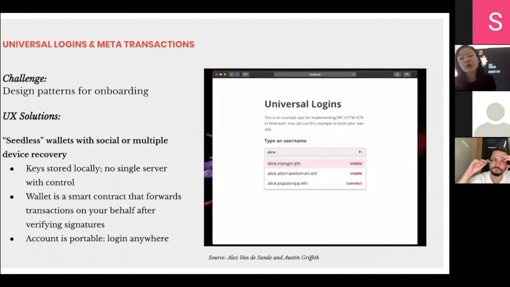Loving the concepts of universal login and meta transactions. If you haven't seen this, definitely look it up. Look up blog posts by Alex Van de Sande or Austin Griffith, and they really talk a lot about great design patterns for onboarding. One such concept is the idea of a smart contract wallet or a seedless wallet. What this means is that the keys are stored locally on your device, but the wallet is a smart contract that forwards transactions on your behalf after verifying your signature. And what this means is that folks can just sign up with an ENS address and be able to sign into your service and have a wallet right from the start.